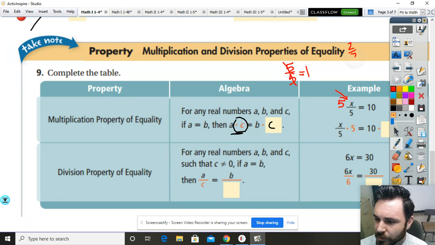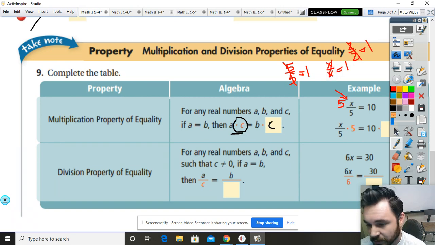If I had 2 over 2, that equals 1. Guess what? If I had x over x, that cancels always to 1. So whatever the denominator is, if I just have the same number on top in the numerator, look what happens. Oh, well, 5 will cancel with 5.